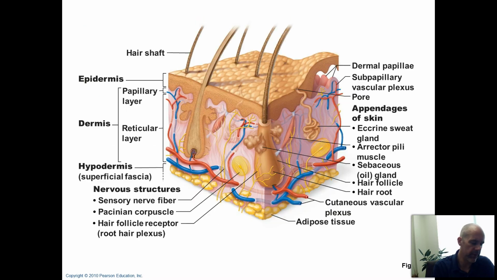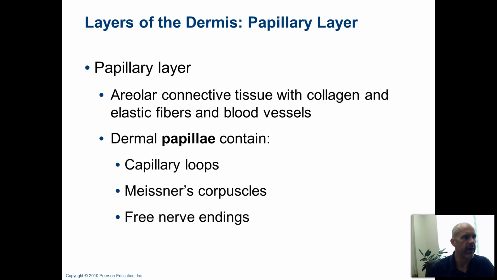Oh, the Meissner's corpuscles. Let's see. They don't have one. Looks like they don't have one drawn on this particular diagram, so I will, but we'll take a look at that in the anatomy section for chapter 5. They're sitting up in those papillae there of the dermis.